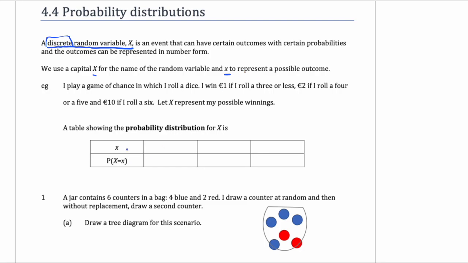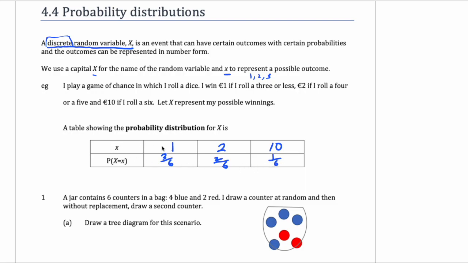So in this table here, we're talking about rolling a die, and you win €1 if you roll a 3 or less. So that's if you roll a 1, 2, or a 3. The probability of that happening is half, or 3 out of 6. Leave it as 3 over 6. And the outcome is the x, so the outcome is actually €1. Okay, and if you win €2, that's if you get a 4 or 5, so that's 2 out of 6 is the probability. And you get €10, so I'm going to put a 10 over here. €10 if you roll a 6, and that happens with 1/6 probability.